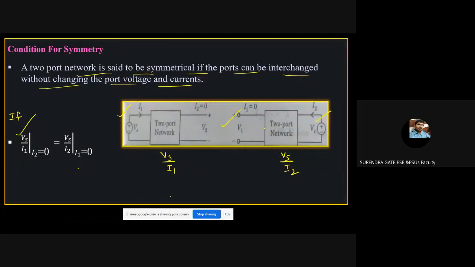Then if Vs by I1 equals Vs by I2, we can say that the network is a symmetrical network. Otherwise, the network is an asymmetrical network. Okay, this is the condition for symmetry. How to check the condition for symmetry in a given two-port network, and how to check the condition for reciprocity in a given two-port network.